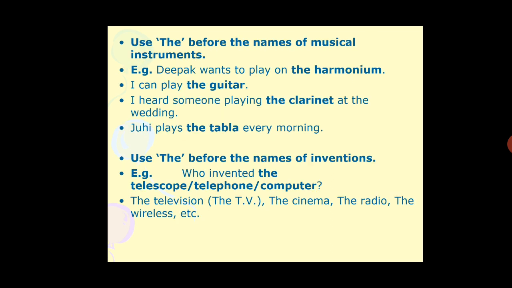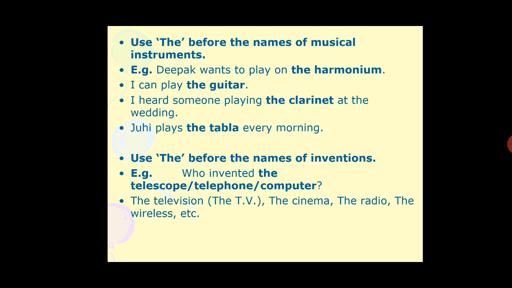Next, use the before the names of musical instruments. That is very important. All the musical instruments will always carry the definite article. The harmonium, the guitar, the clarinet, you know clarinet, shehnai, it's a musical instrument. The tabla, like this. So all musical instruments will always carry the definite article.